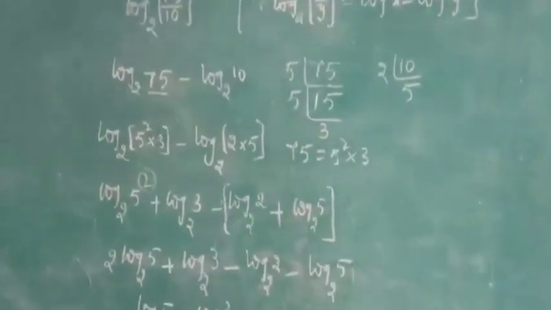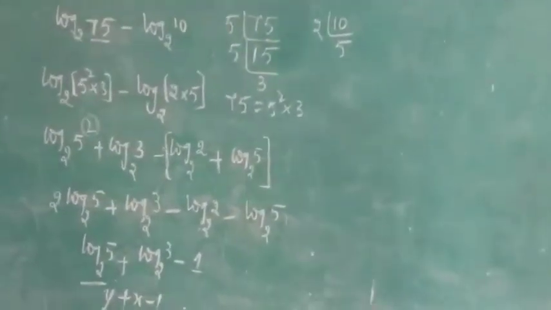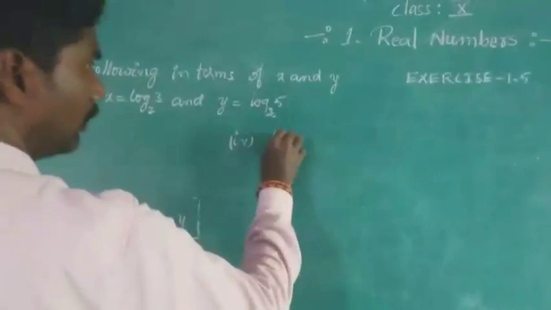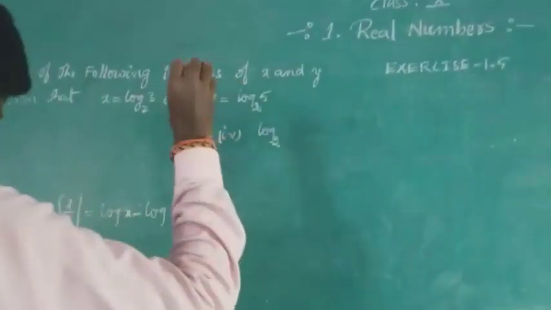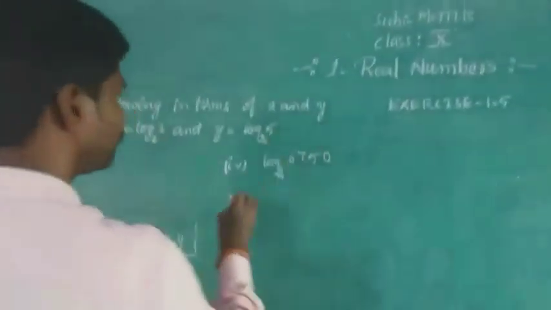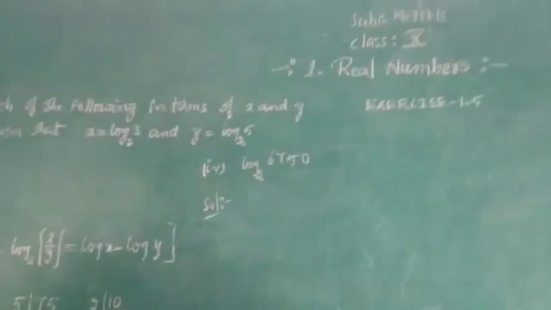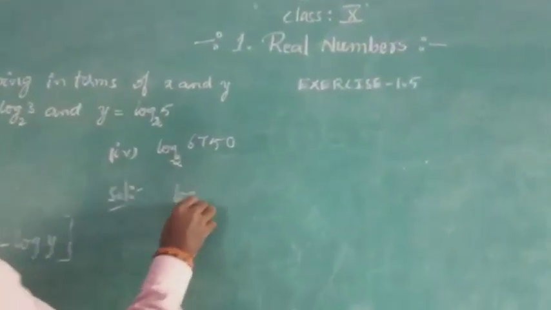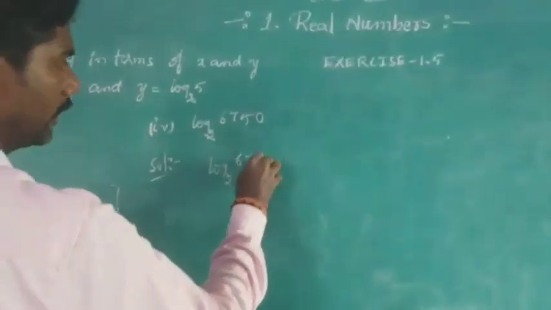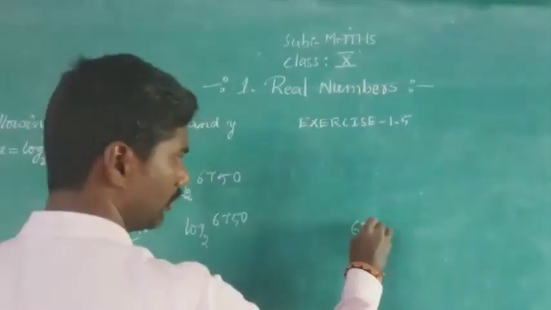Next, I would like to explain you fourth problem. What is the fourth problem here? Log base 2 of 6750. Here also first you do prime factorization.